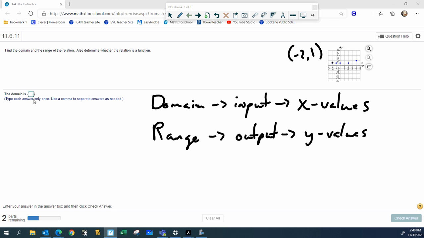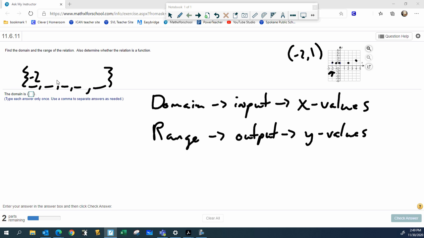And so all we do for this, they already have the brackets set up for us. We just have to list the numbers in our domain. And there are 5 of them because there are 5 points, each of which have a different x value. So we look at these x values. This x value right here is -2 for the furthest left point. So we're just going to list that, put a comma.